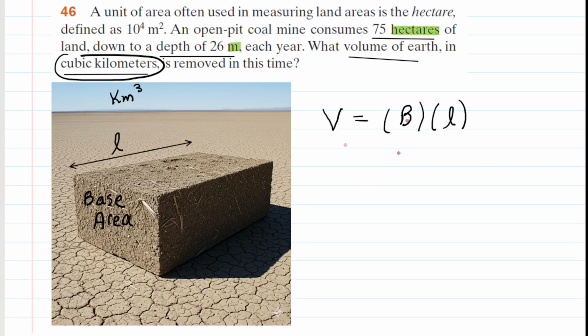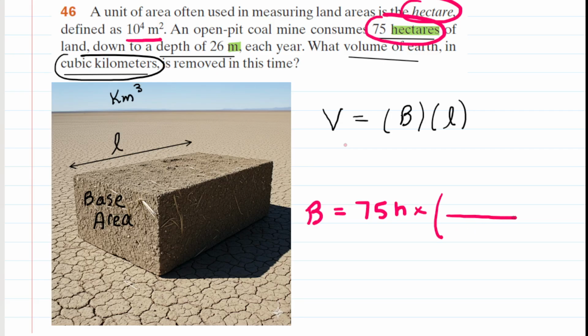So our first step would be to take the 75 hectares and try to convert it into a more consistent unit. And we're going to be able to do that because the problem stated that a hectare, right there, a hectare is defined as 10 to the power of 4 meters squared. So how do we do this? Well, let's go ahead and say that B, the base area, is going to equal 75 hectares. We'll just use a lowercase h for hectares. And then we're going to multiply by a conversion factor.